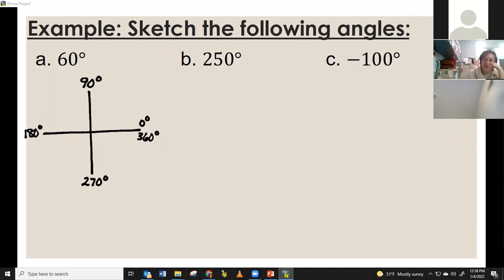Since we're positive angle, we said we're going to be going in a counterclockwise direction. What quadrant, 1, 2, 3, or 4, would a 60-degree angle be in? It's going to be in quad 1. Yes. 60-degree angle is going to be right about here. Here's my initial side. And so this would be my 60-degree angle.